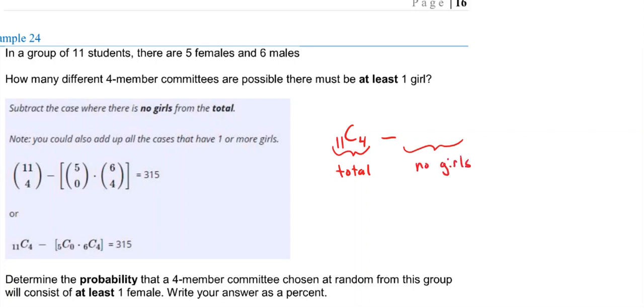Okay, so that's going to be, well, of the 5 girls, I'm going to choose none of them. But then I have to multiply that by the number of ways I can choose the boys. So of the 6 boys, I'm going to choose all 4. Okay, there you go. So this was a nice, easy way, just writing it out this way. We end up getting 315.